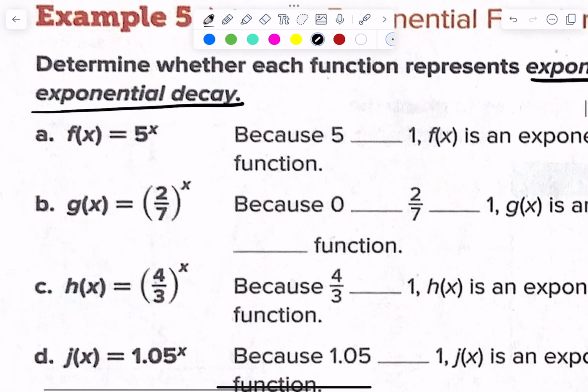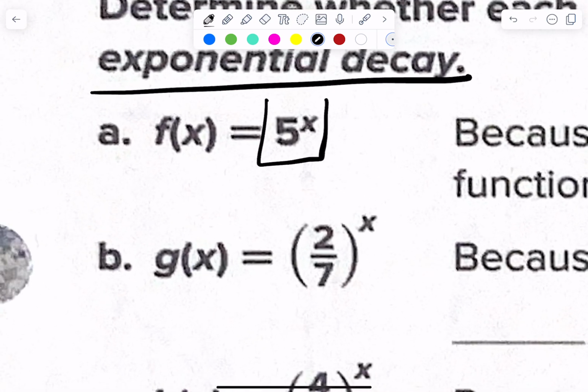Let's see if we can figure this out. Okay, this is 5 to the x power. Is that going to grow every time or is it going to go down every time? Grow. Colton, you need to put that away. How do you know it's going to grow? It's greater than 1. If it's a number that's greater than 1, it's going to grow. So this is a growth. Write that next to this guy. Growth. Okay, he is growing.